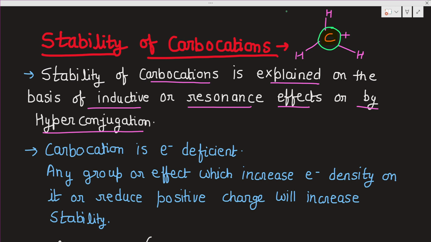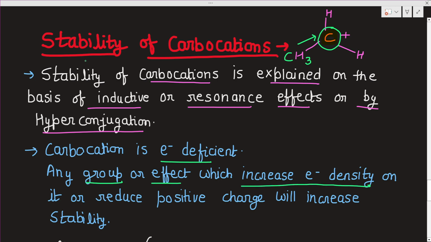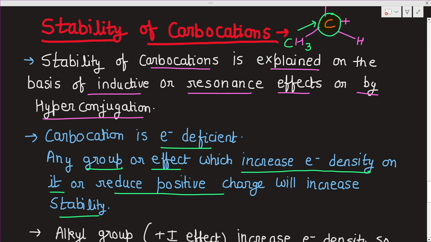So if any group, suppose we are attaching a CH3 group here, this is the electron releasing group, so it will increase the electron density on this carbon atom because it is releasing the electrons. So the electron density on the carbon will increase. Okay, so the stability of the carbocation will also increase. So same thing I have written here, carbocation is electron deficient. Any group or effect which increases the electron density on it or reduces the positive charge will increase the stability.